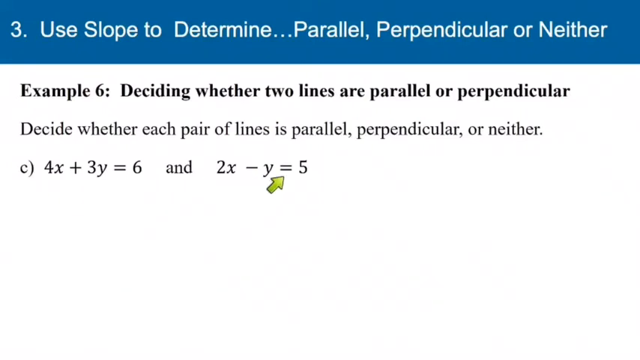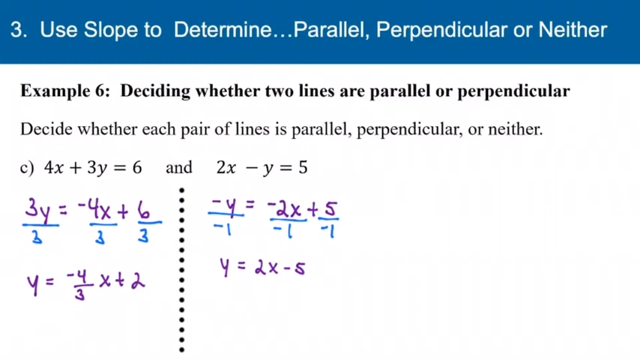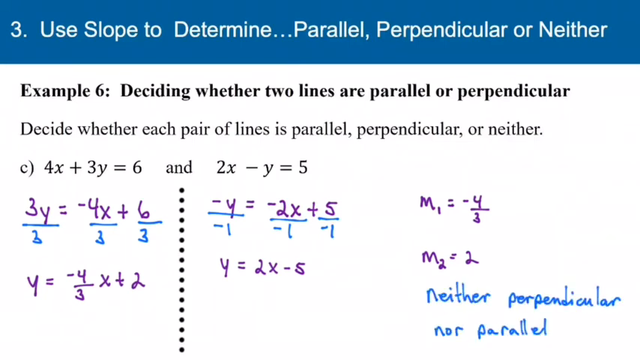So again, we have lines in standard form. We need to put them in slope-intercept form. So I'll move the 4x to the right side of the equation and divide through by 3 to isolate the y. And that's going to leave us with y equals negative 4/3 x plus 2. Do the same thing to the second equation, so we'll move the 2x to the right side of the equal mark, divide through by negative 1, and that leaves us with y equals 2x minus 5. So now the slope of the first line was negative 4/3 and the slope of the second line was 2. These are opposite in sign, but they are not reciprocals. So these lines are going to be neither perpendicular nor parallel.